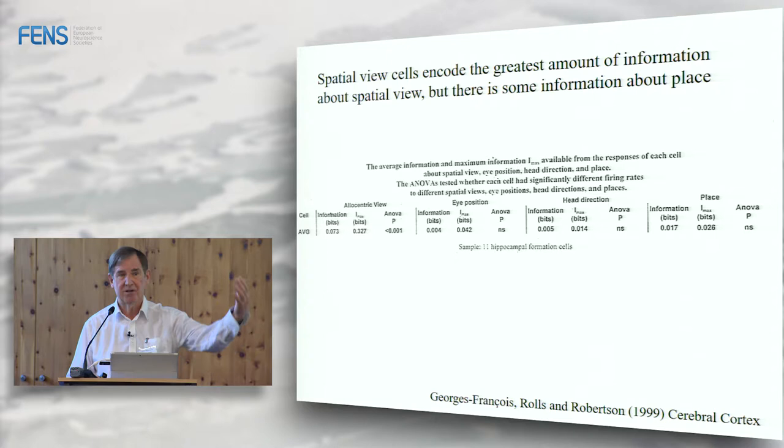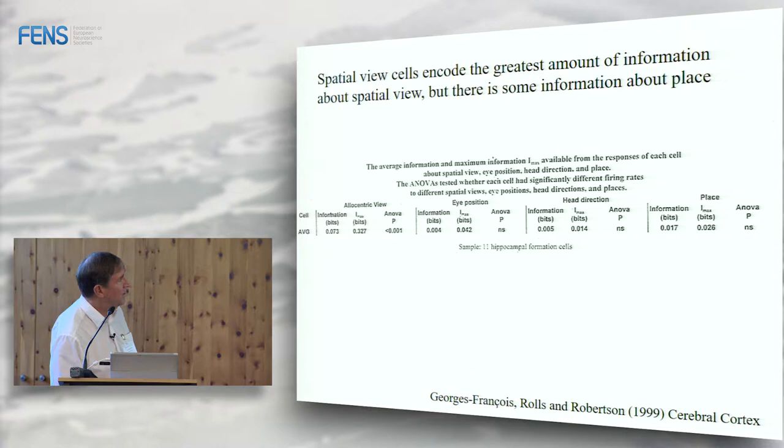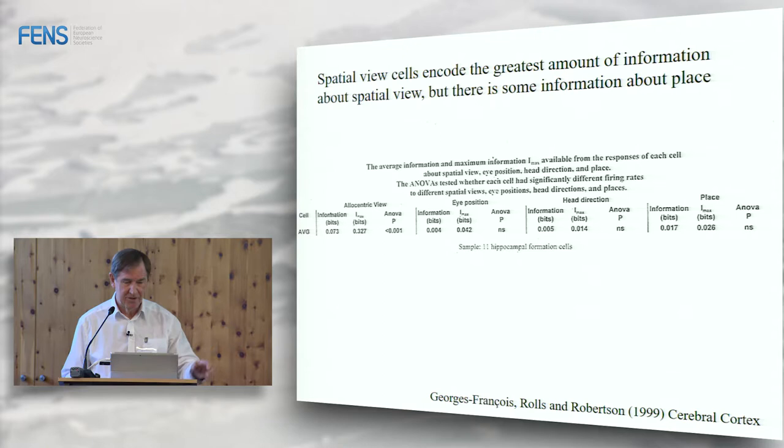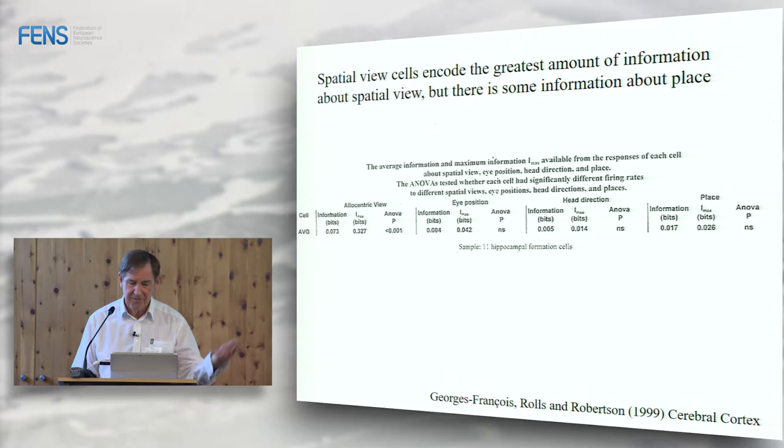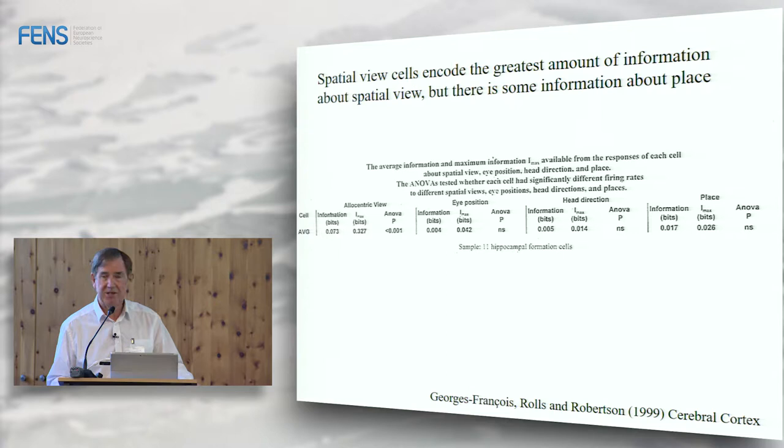And then if you look at eye position, there's a tiny amount of information, 0.04 bits, a small amount of information about head direction, and a small amount of information about place. So we're not saying these cells only respond to spatial view. There's a little bit of information about some other things, but that's primarily what they're responding to. Okay, in our first publication on this, we actually classed some of our neurons as being spatial view and position. A small proportion of them reflect where you are in space. Okay, right.